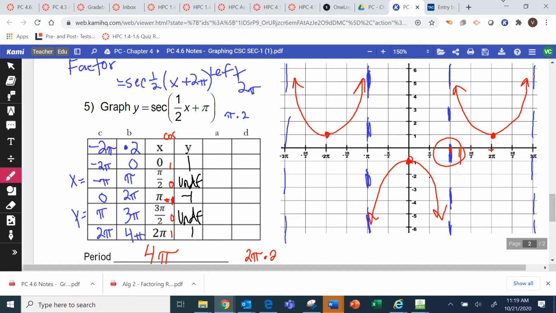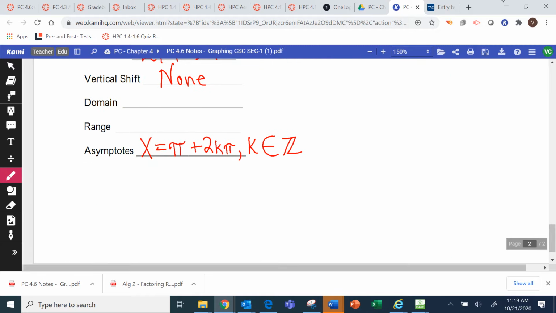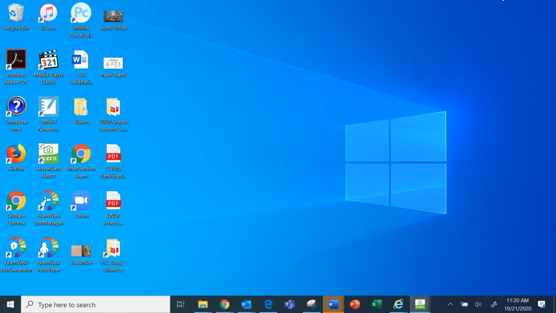We're going to say that basically x is all the real numbers except x is not the asymptotes. So to say that, I'm just going to say that x is not pi plus 2k pi, where k is an element of the integers. So the difference between my asymptotes and my domain here is the asymptotes are those, the domain are not those.